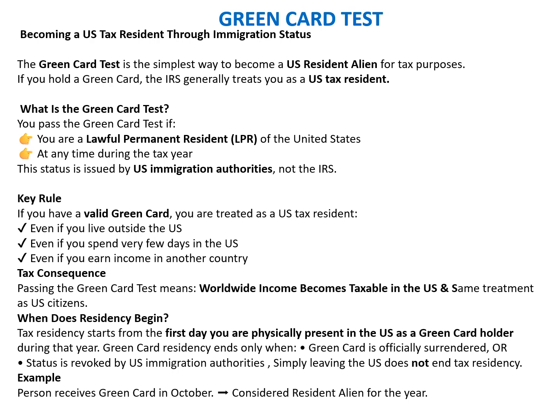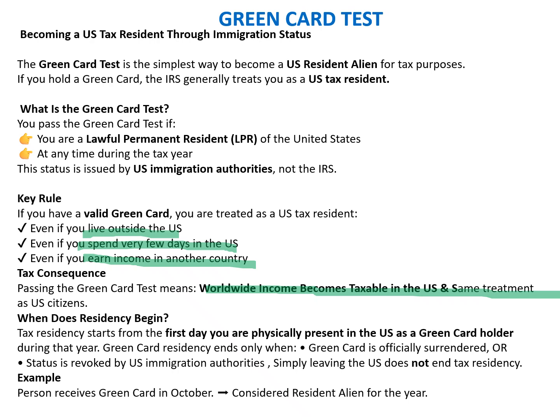So if you have a valid green card, you are treated as a US resident even if you live outside the US, even if you spend very few days in the US, and even if you earn income in any other country. So what are the tax consequences? Passing the green card test means worldwide income becomes taxable in the US, the same treatment as that of a US citizen.